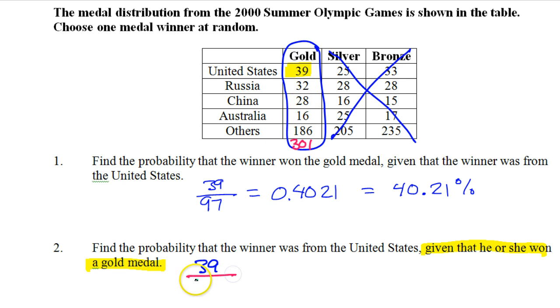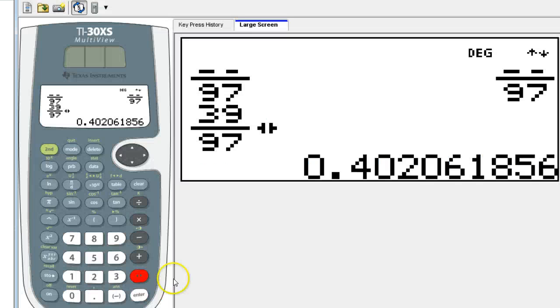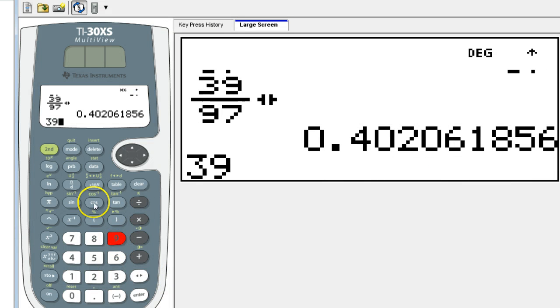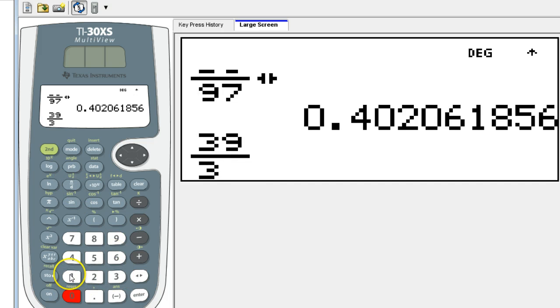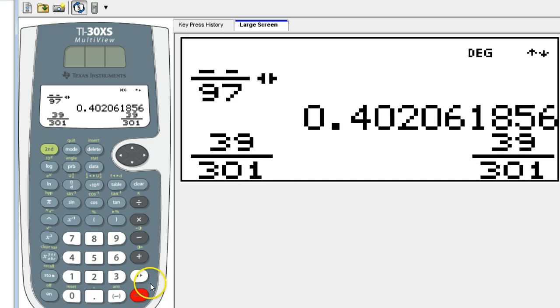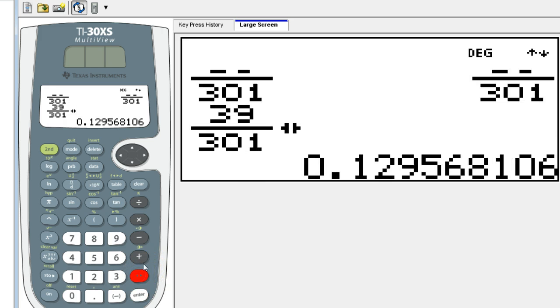So 39 over 301. Now I'm betting this won't reduce either. 39 over 301. Okay, that didn't reduce. As a decimal, it would be 0.1296, got to round up.